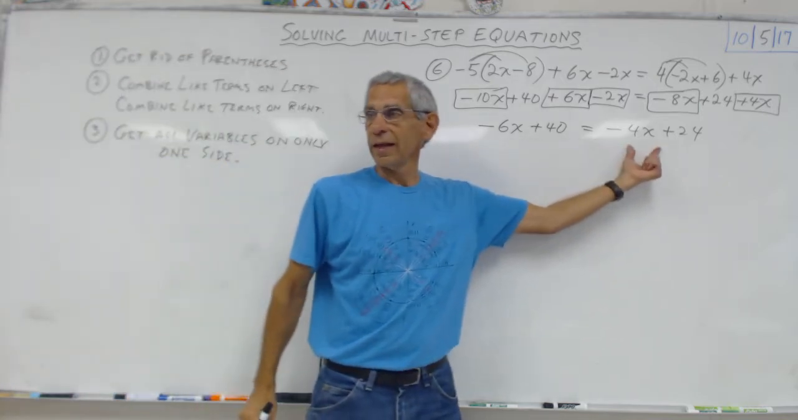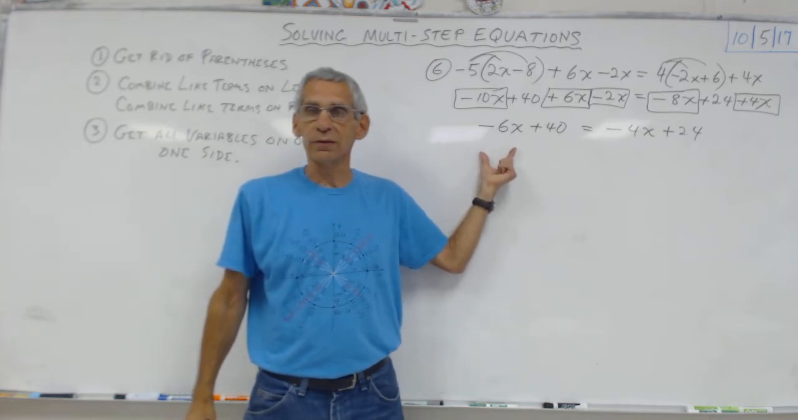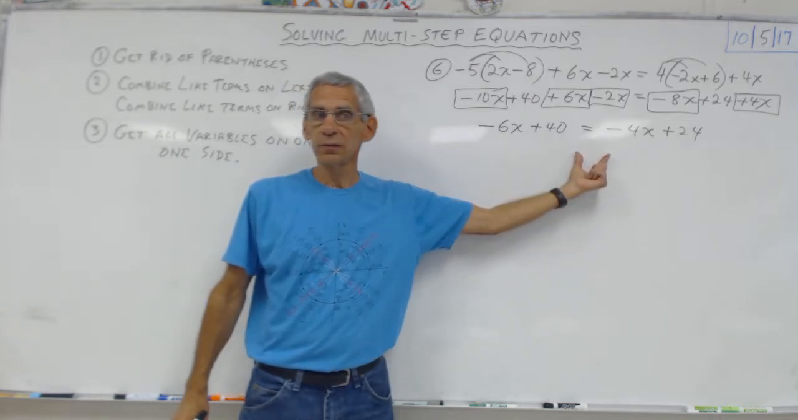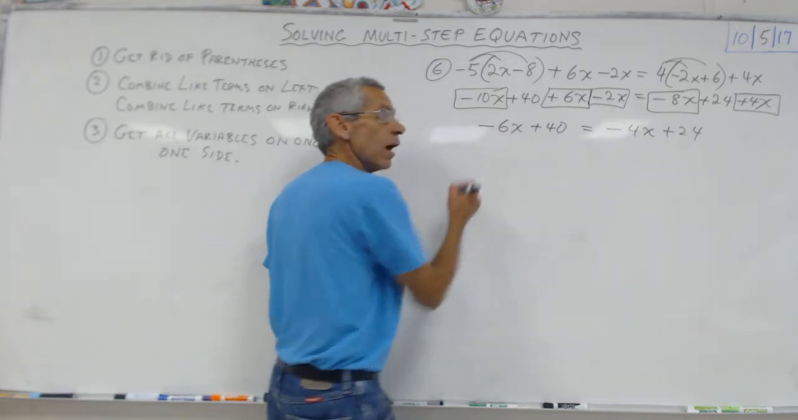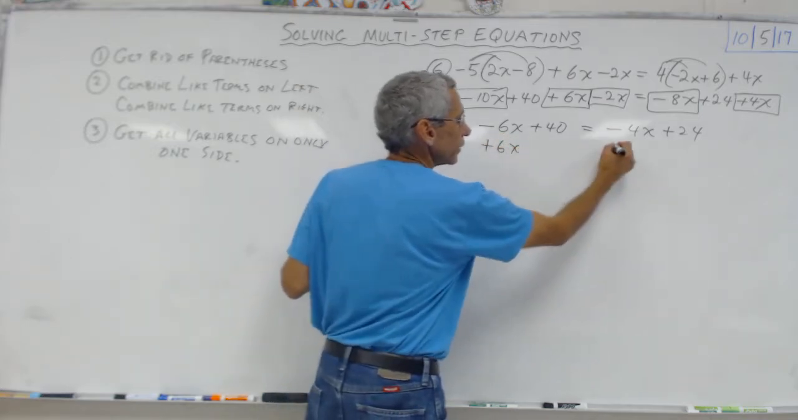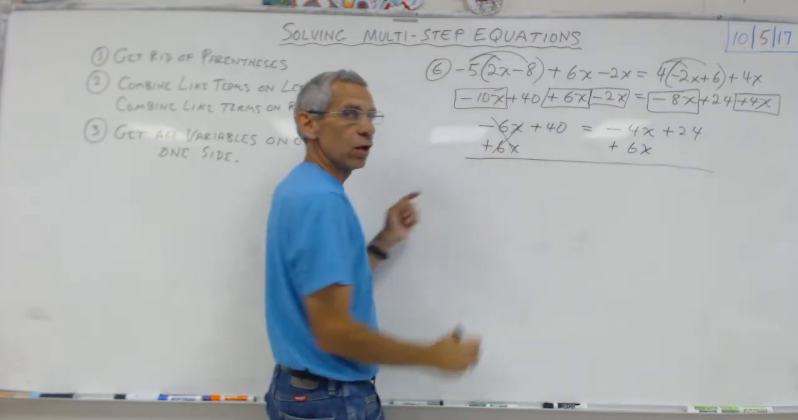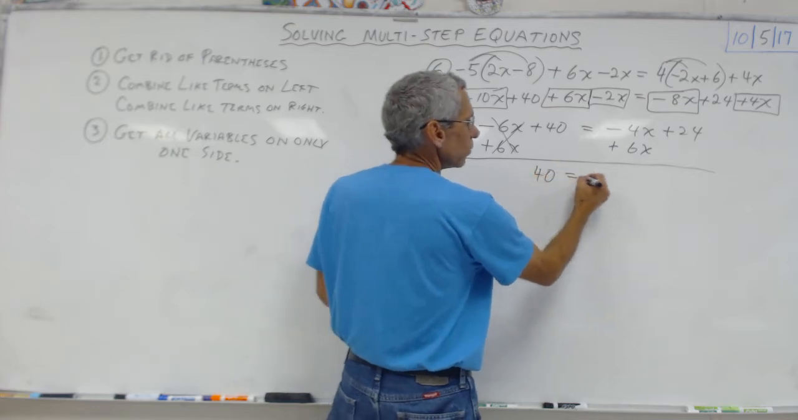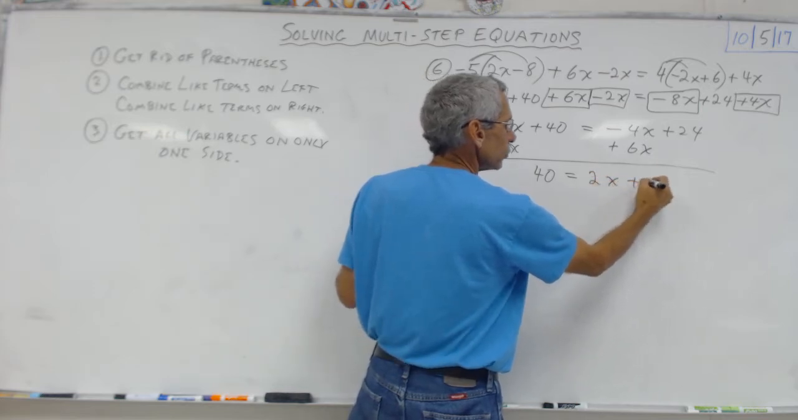All right, so I have negative 4x and I have negative 6x. Which is the smallest number of x's? Negative 6x. Negative 6x is smaller than negative 4x, yes? You see that? It's weird, but that's the way it is. So I am going to add 6x. Now suddenly, look, I have no x's on the left side. That's awesome. So I just have 40 equals, and I've got 6x minus 4x, which is 2x, plus 24.